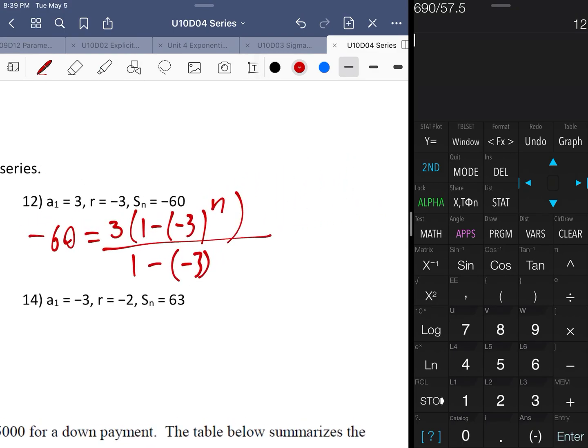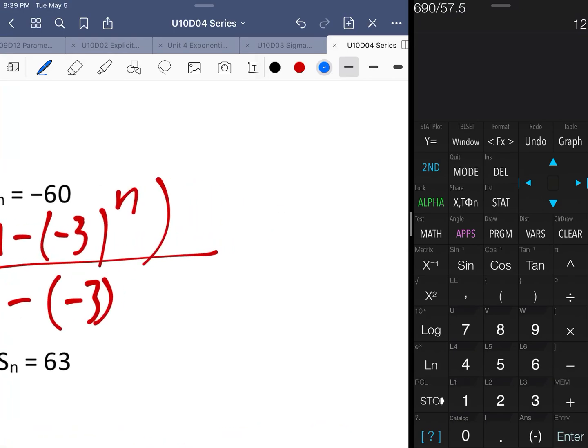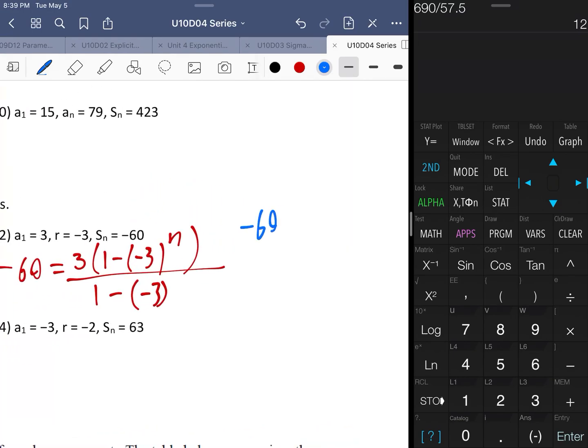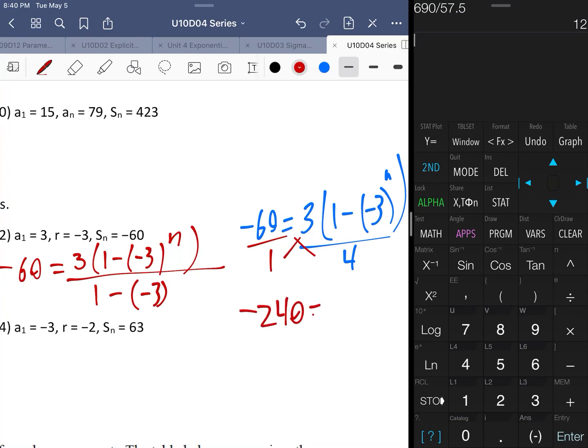So I'm just going to simplify this a little bit. So the denominator will become a nice number. So well, let's just start solving it. We'll simplify the denominator. So the denominator is going to be 4. So this is going to be negative 60 equals 3, 1 minus, I can't simplify this parenthesis because there's an exponent here that has to be dealt with first. So this is going to become 4. Next I'm going to cross multiply. So I'm going to get negative 240 equals 3 parentheses 1 minus 3.